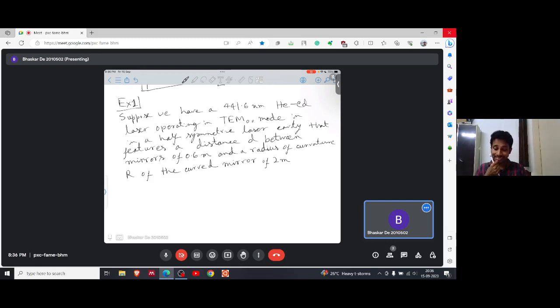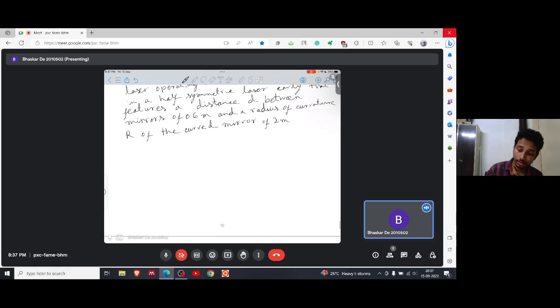So basically we have a 441.6 nanometer helium cadmium laser operating in TM00 mode. The laser cavity is half symmetric, so that has a distance of 0.6 meter and the radius of curvature r of the curved mirror is 2 meter. So now we will calculate something. First is the minimum beam waist, that is omega naught square. So for half symmetrical cavity, if you look for the formula, we will have this formula, that is lambda by 2 pi into (2d times (2r minus 2d)) to the power half.